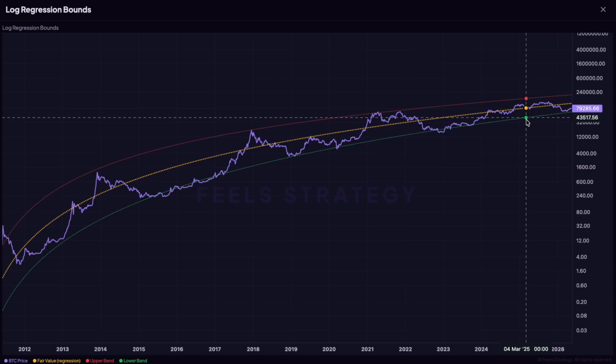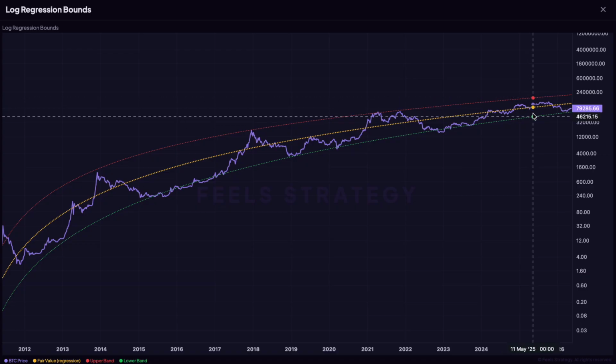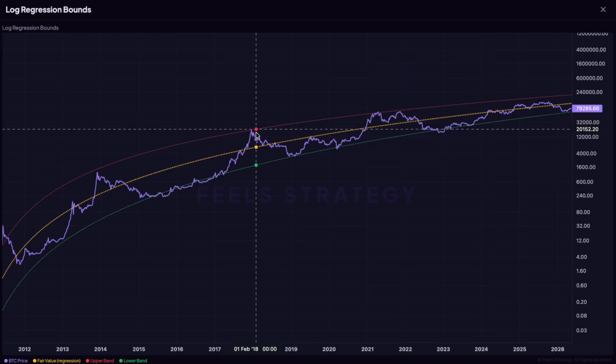The space between the red and green bands is what I call the corridor. Bitcoin's price has spent its entire life inside this corridor, sometimes near the top, sometimes near the bottom, but always within. Let's look at the cycle top. December 2017, Bitcoin hits 20,000. Where is the price on this chart? Right at the upper band, the red line, maximum overvaluation.